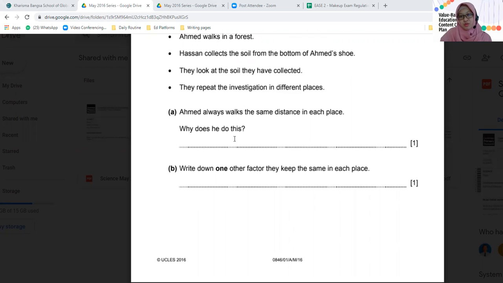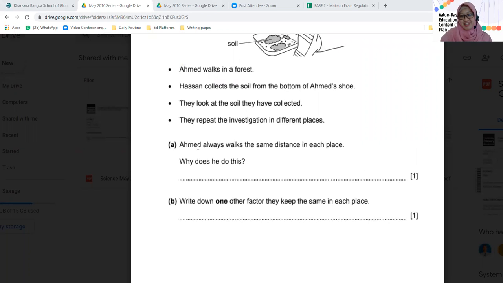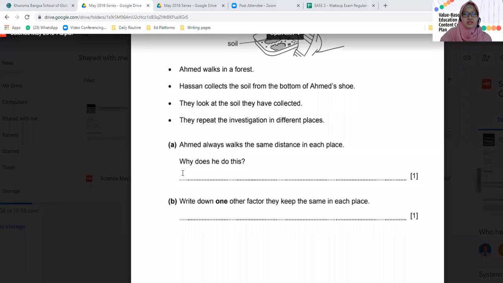Why does he do this? What do you think? We know that in any investigation, we have to make the test fair. We have to consider which variable we need to keep the same and which variable we have to make different. Okay, so why does he do this? To make the test fair.